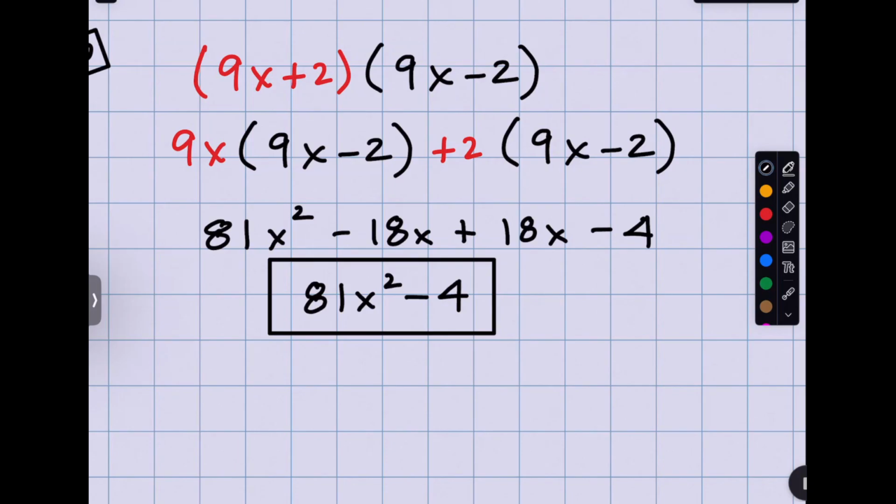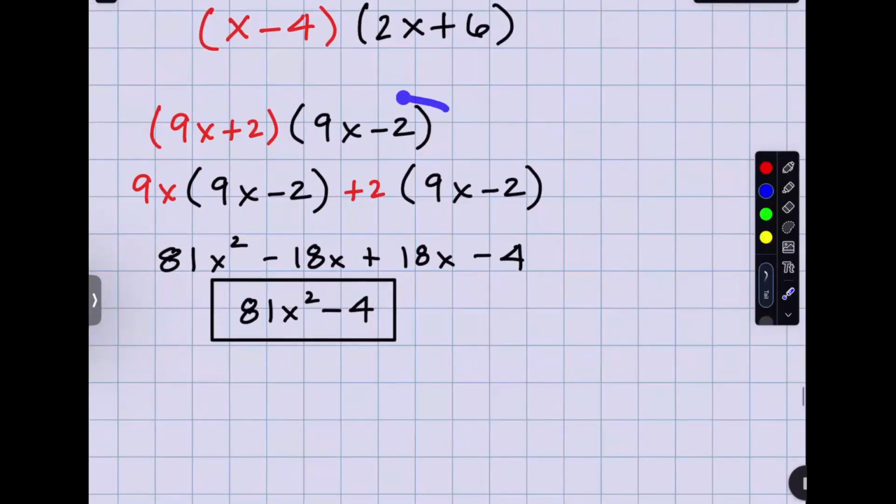Now, this right here, what can you tell me? Does it look pretty special? Why do I call this special? Ooh. Dang, she threw out the word already. Yes, these are conjugates. Meaning the terms are exactly the same, right?